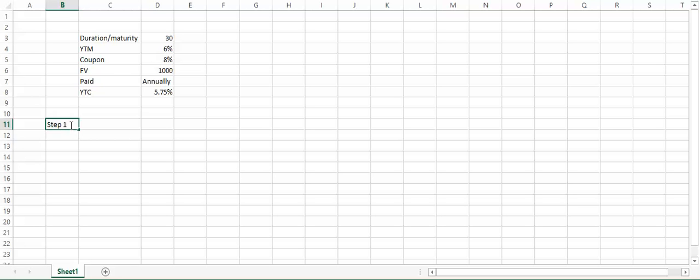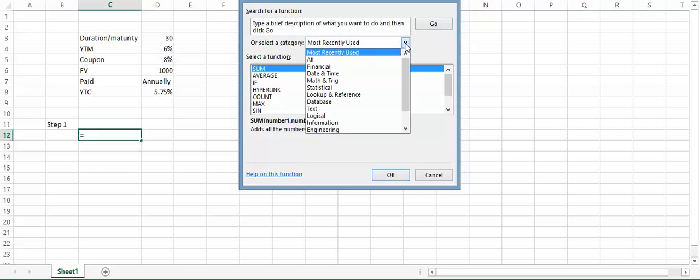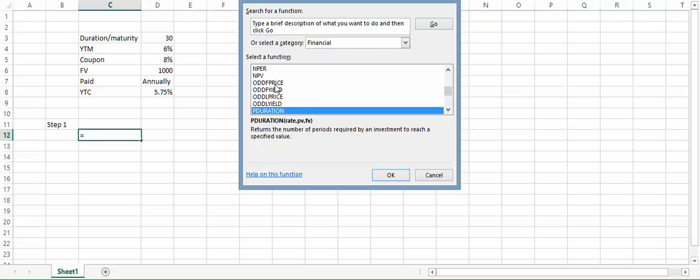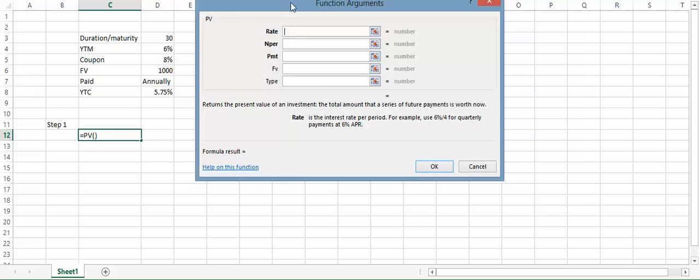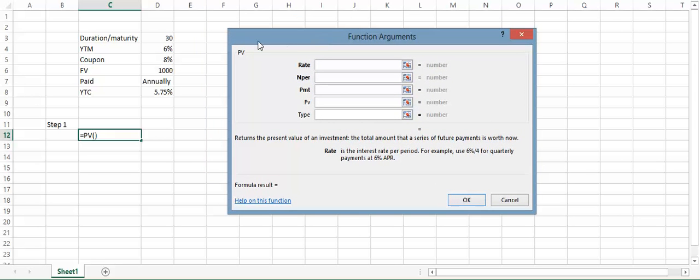In step 1, we need to find the selling price or the current price of the bond, which is equivalent to finding the present value. So we go into our functions, click on financial, search for our present value calculation. Once we find that, we can just link our variables. We know that our rate is our yield to maturity, which is 6%. We know that the number of periods are going to be 30.